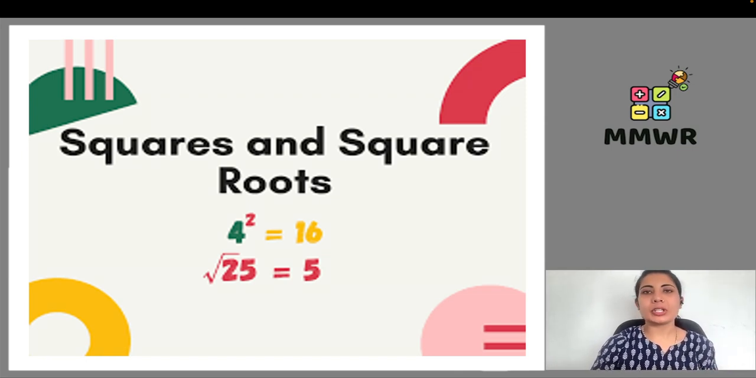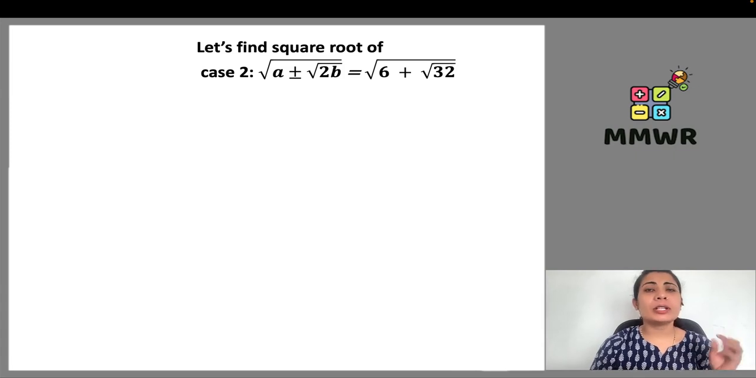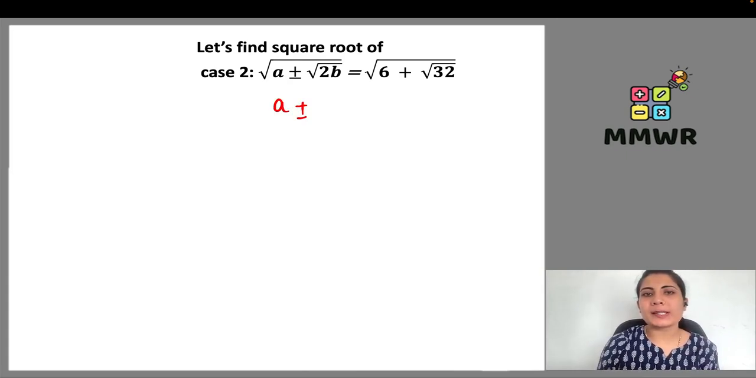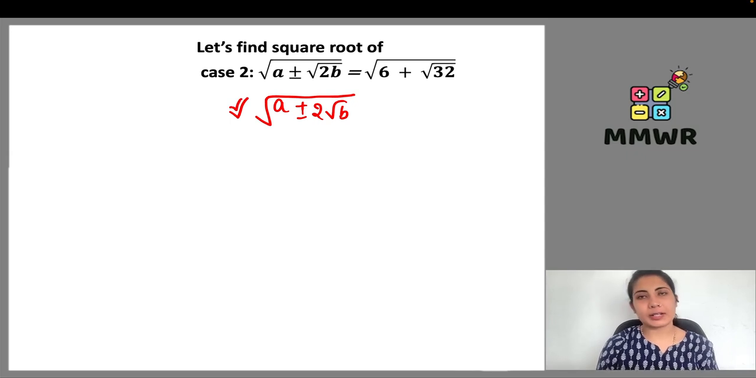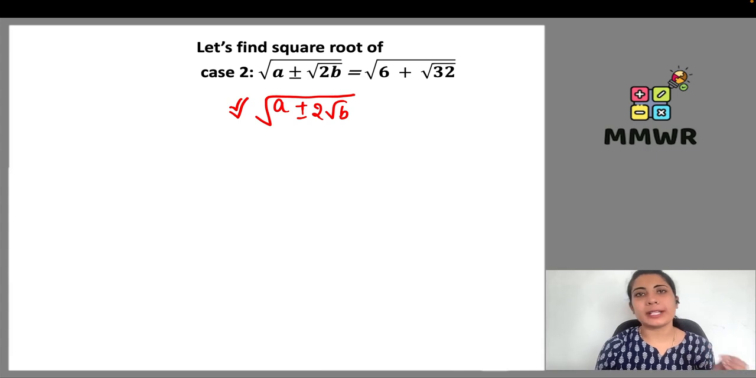So, we are again continuing with the same topic. How can we find out the square root? But this time we will be looking at the case 2 problem, in which the question is not exactly in this format. We have to find the square root of a plus or minus 2 root b. So the actual condition is this type, a plus or minus 2 root b. Somehow, whatever the given problem, we have to convert it into this form, right? After converting it this way, only then will we be able to simplify it further.